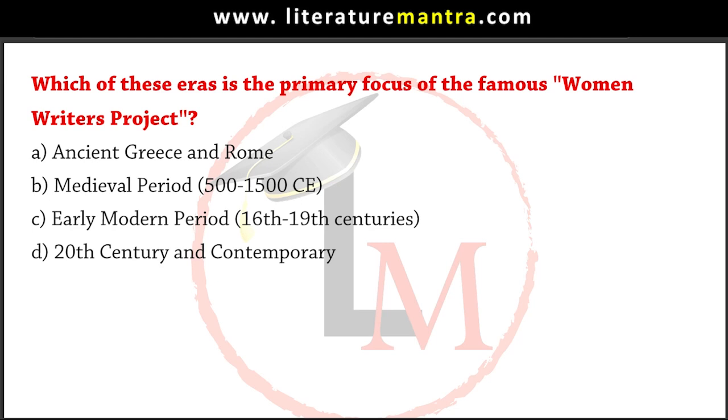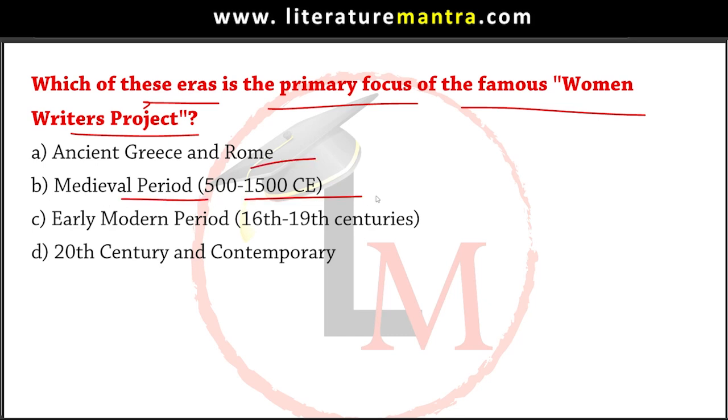And before I begin, let me ask you a question on digital humanities. In digital humanities, there is a famous project called Women Writers' Project. So the question is, which of these eras is the primary focus of the famous Women Writers' Project? So first option is ancient Greece and Rome. Second option, medieval period from 500 to 1500 CE. Option number C or 3, early modern period 16th to 19th centuries. And the last option is 20th century and contemporary.